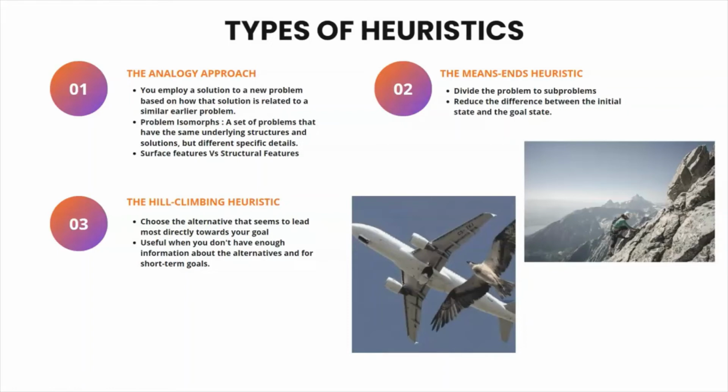Now let's look at what happens when you're looking at the structure of the analogy approach. It basically has surface features and structural features. The problem happens when there is a problem isomorph. So what is a problem isomorph? A problem isomorph states that there may be similar underlying structures and solutions, but different specific details. The details may be a little different, but the solution may be the same. So that's another thing that you need to understand in the analogy approach.